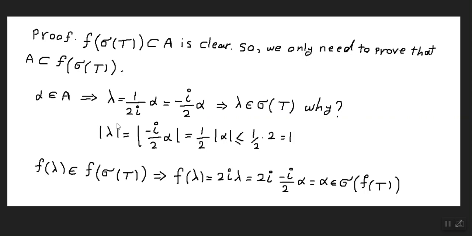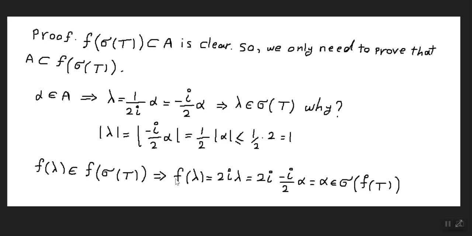If you calculate the absolute value of lambda, which is equal to the absolute value of minus i over 2 alpha, this equals 1/2 times the absolute value of alpha, and since alpha belongs to A, the absolute value of alpha is less than or equal to 2. So this is less than or equal to 1/2 times 2 equals 1. So you can see the absolute value of lambda is less than or equal to 1. So definitely lambda belongs to the spectrum. So therefore f of lambda belongs to f of sigma t.